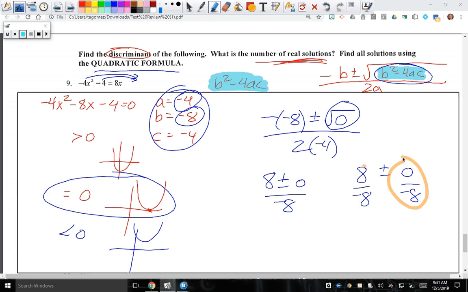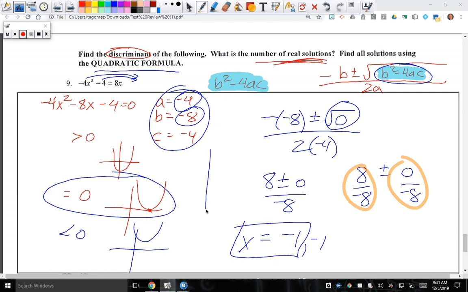So my answer is going to be what? Negative 1. So x is negative 1. You don't have to write it twice. Okay, you can if you want, but you don't have to. But this means it's a double root. That's your only answer, because this graph would bounce at negative 1. Okay, that's where it's existing, because the equation would look like this.